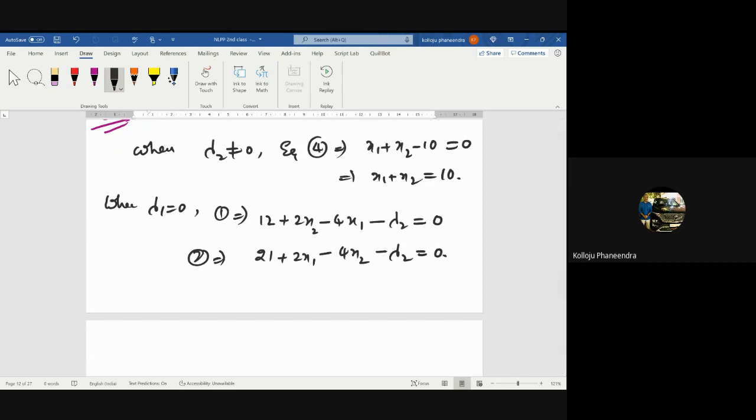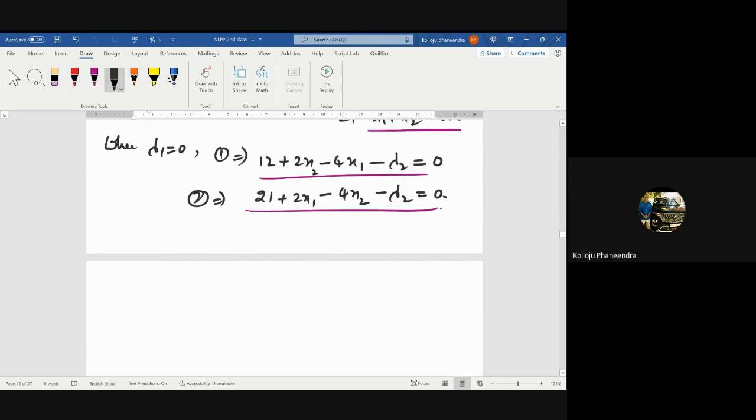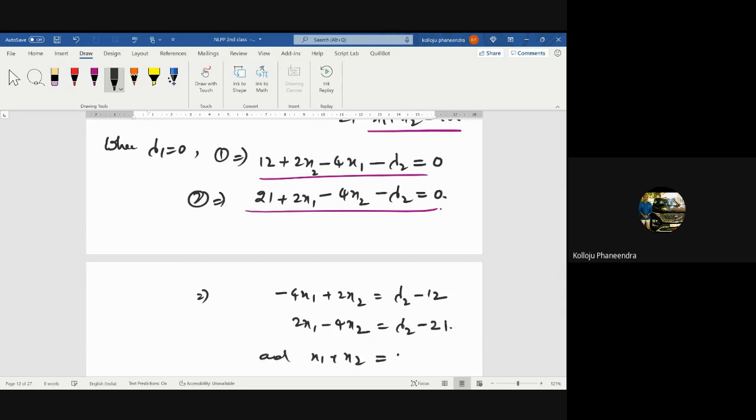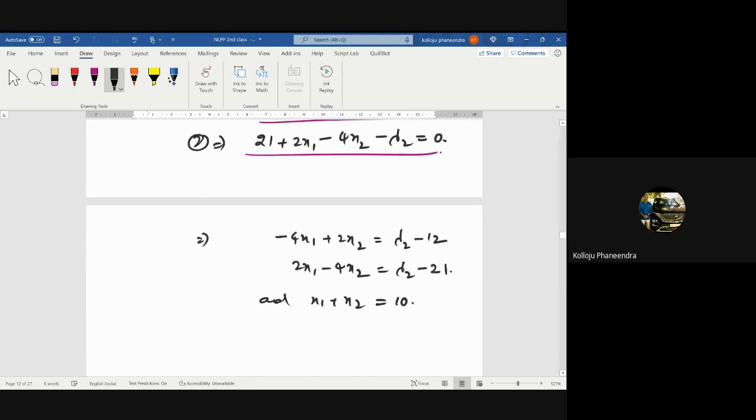For the three unknowns, what are the unknowns? x1, x2 and lambda 2. This is one equation, this is another one. So how to solve this? The first equation: minus 4x1 plus 2x2 equal to lambda 2 minus 12. Next equation: 2x1 minus 4x2 equal to lambda 2 minus 21. And another one: x1 plus x2 equal to 10. Any idea?